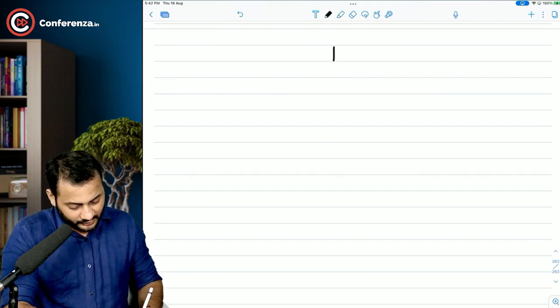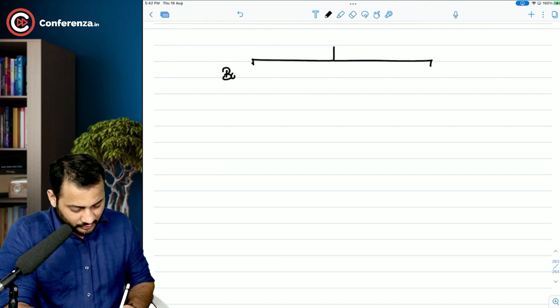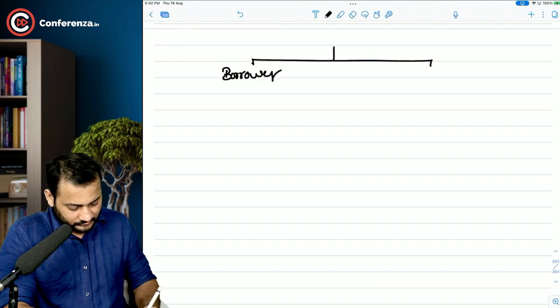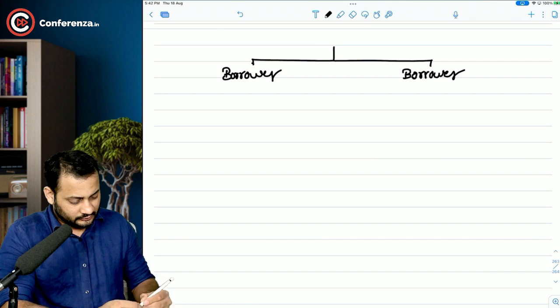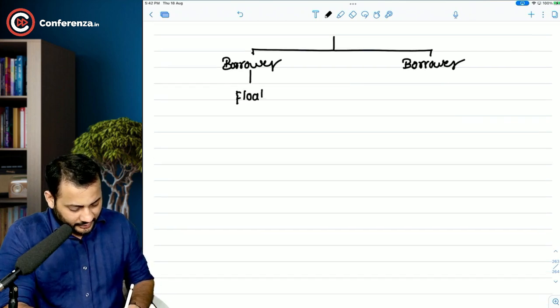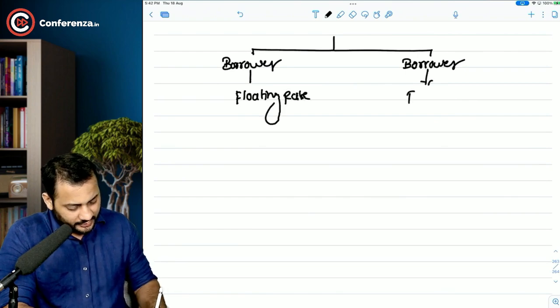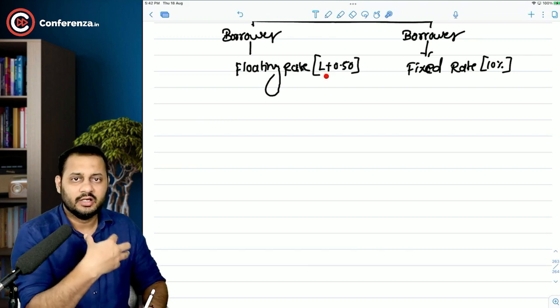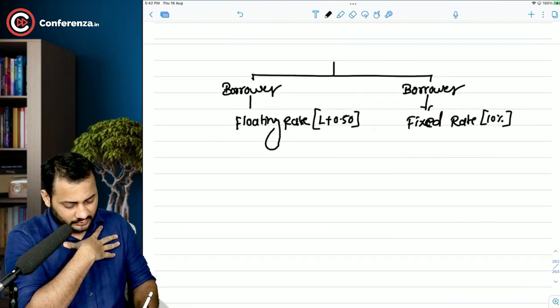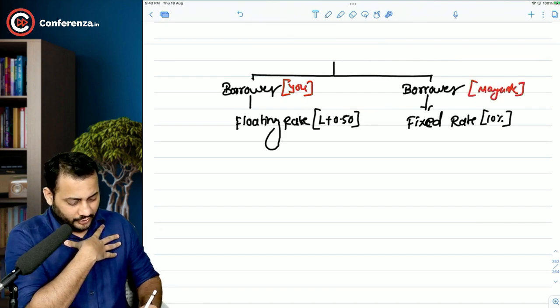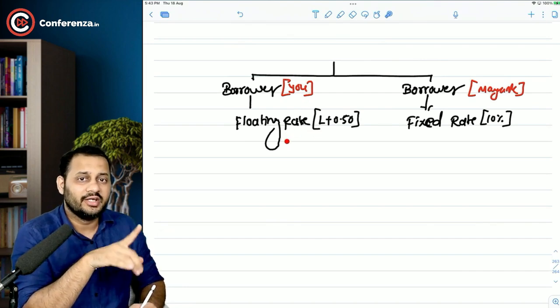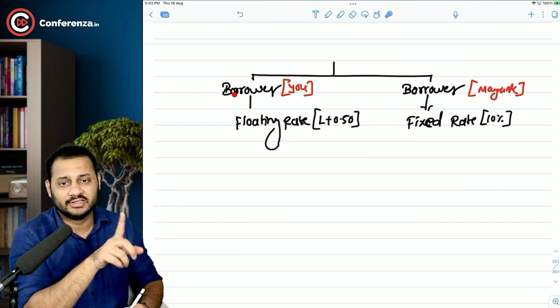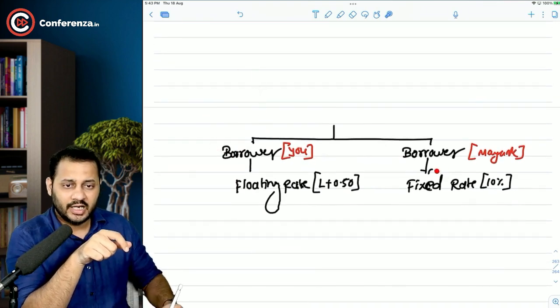Understand the situation by this diagram. Let's say you are the borrower, I am also the borrower. You have taken a loan at floating rate, and I have also taken a loan, but at a fixed rate, and the rate is 10%. The floating rate, let's say, is LIBOR plus 0.50. Let me write down who is who: you and me. Your cash outflow is at floating rate at every reset period. So you are paying interest to the bank. Since both of us are borrowers, we will be paying interest to the bank. I will also be paying interest to the bank.